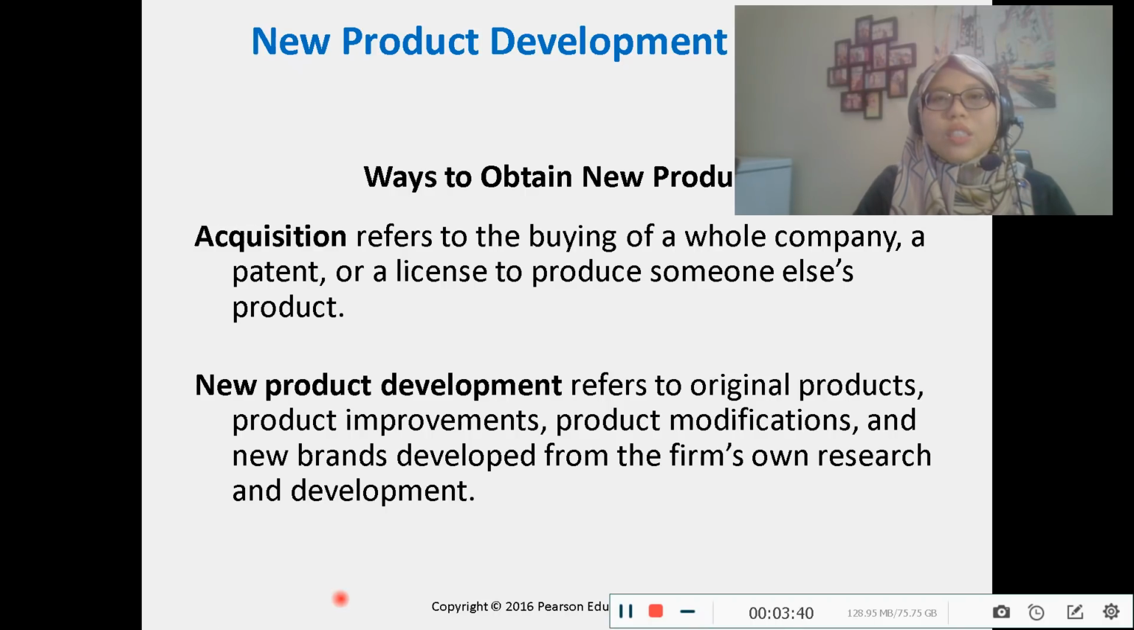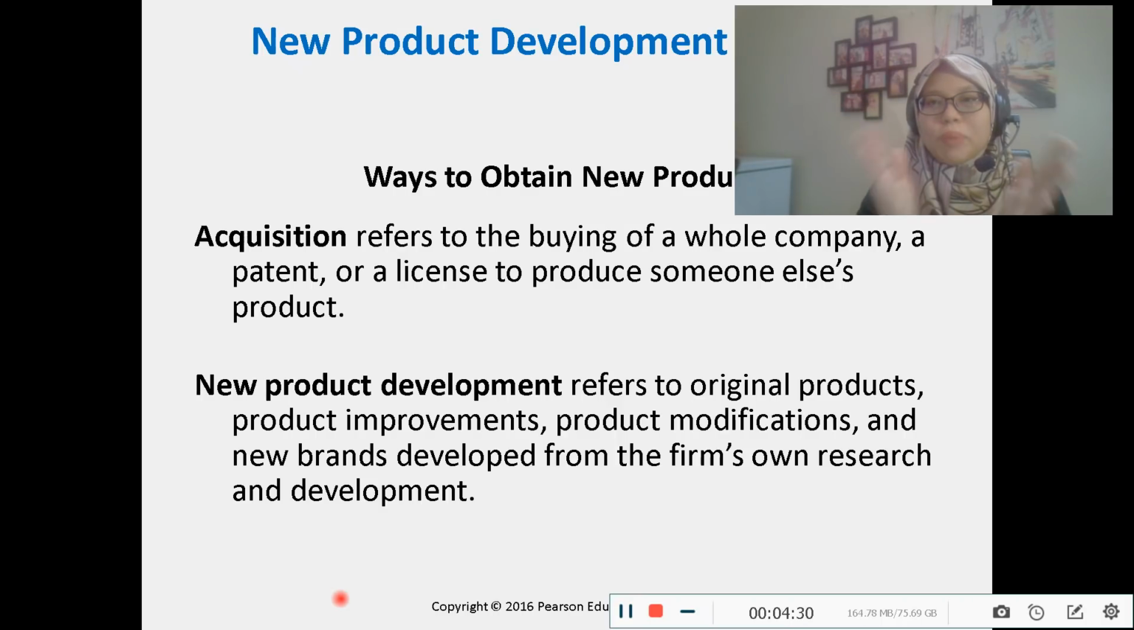Okay. So, if the company decided to develop a new product, they need to know whether they are able to develop the product by themselves or they need to buy the product from outside. So if they are not able to develop by themselves, they can always acquire, ataupun kita panggil acquisition. Acquisition, okay? So you can acquire new product by buying a new company, by purchasing patent, or by buying license. So it's up to the organization whether they want to buy or they want to develop.